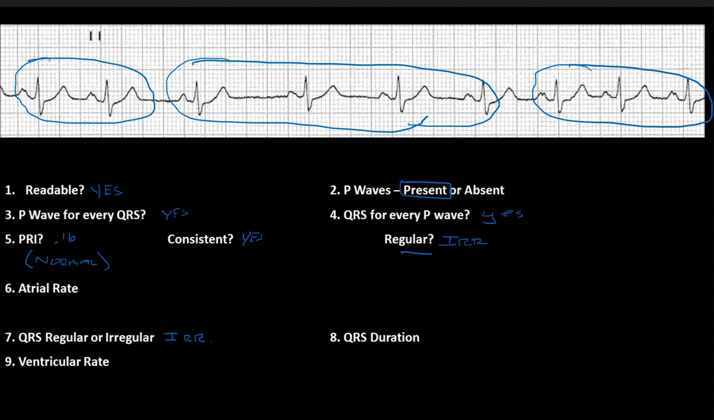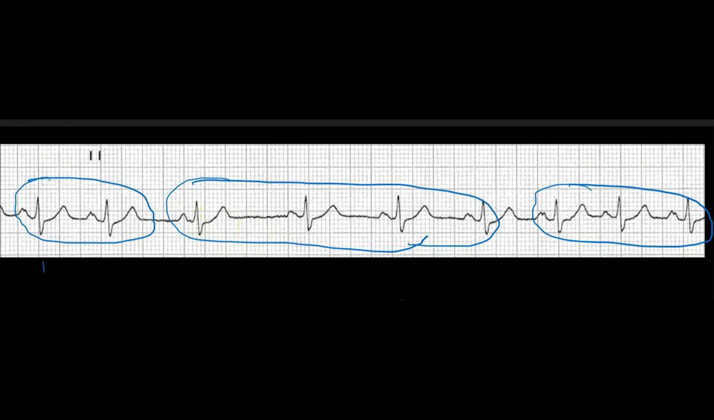So because this is following a pattern, we're going to say that this is regularly irregular. And again, you can see that there is a pattern that has emerged here. The closer the QRS complexes are, means that this is faster.